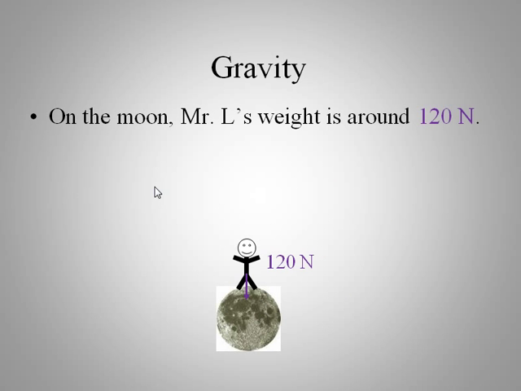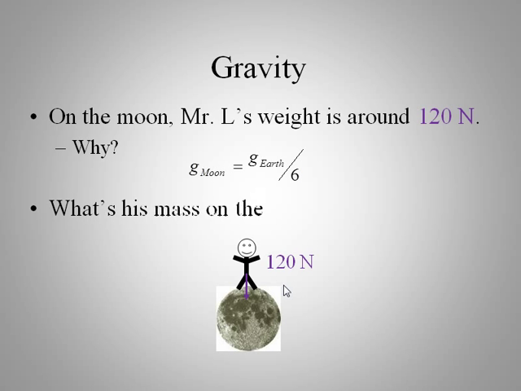On the moon, my weight is around 120 newtons. Why is that? Well, it's a different gravitational constant on the moon. So the gravitational acceleration on the moon is about 1/6 of that on the Earth. So my weight would be about 6 times less. My mass on the moon, however, stays the same. That's still 75 kilograms.